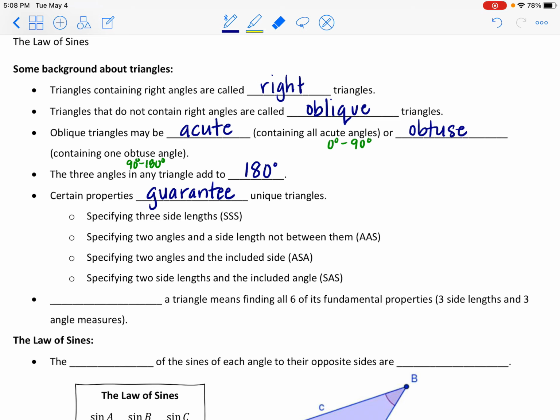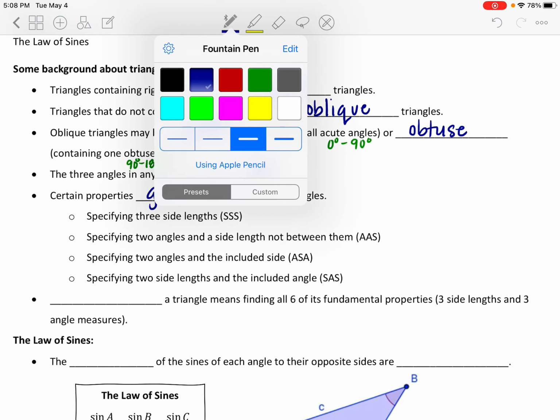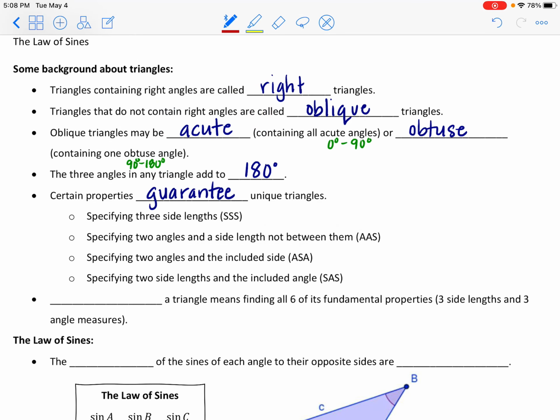Now, if we specify two angles and a side length that is not between them, we are also going to be constructing the same triangle. So two angles and a side length that's not between them. And by the way, specifying three side lengths, we can refer to that as side, side, side. Or specifying two angles and a side length not between them, we can call that angle, angle, side. So it's an angle, then another angle, and then a side that's not between them.